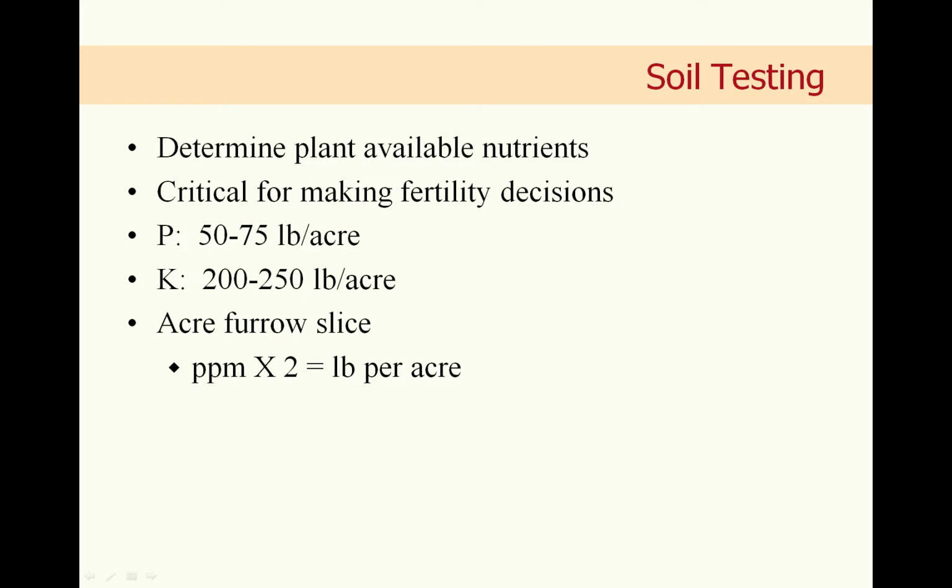It's fairly easy to convert parts per million to pounds per acre. It's based on the weight of what we call an acre furrow slice, which is just an acre of soil 6 inches deep, and it weighs about 2 million pounds. So if you have parts per million, you can just multiply by 2, and that converts your numbers to pounds per acre.